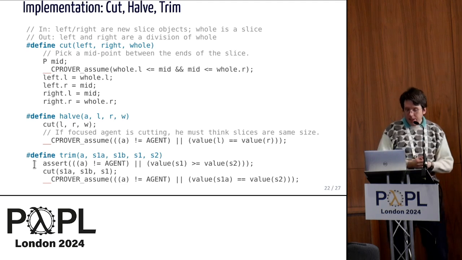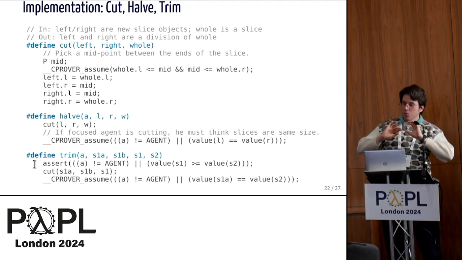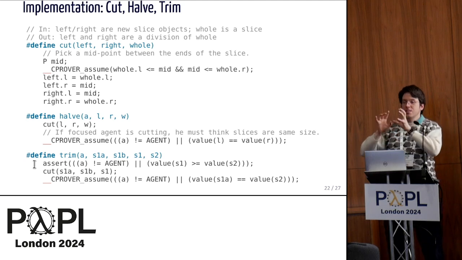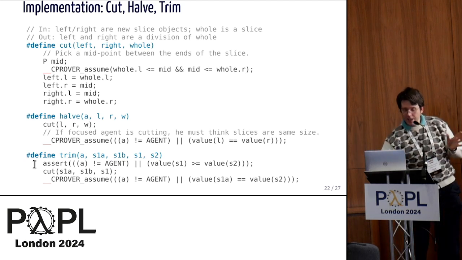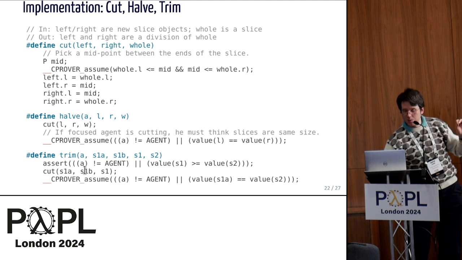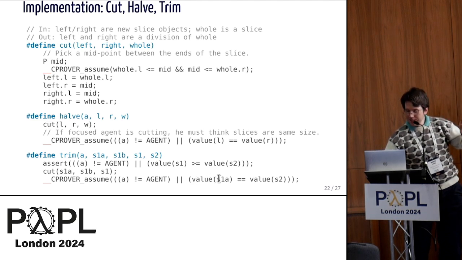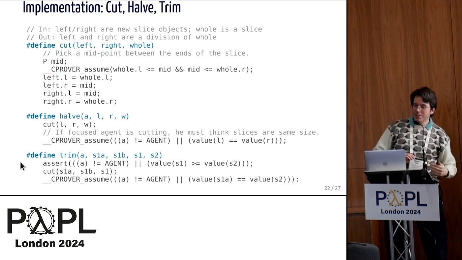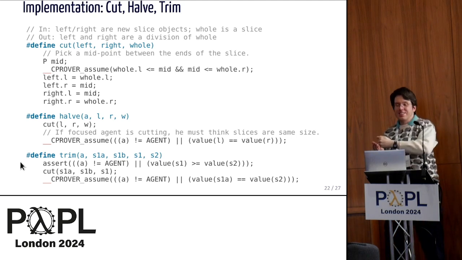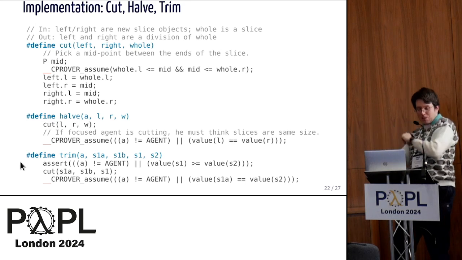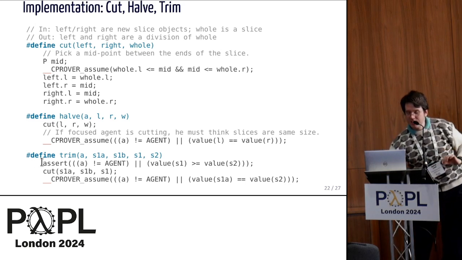And similarly, if we want to trim down a large slice to match a smaller reference slice, again, we cut the larger slice into two bits, and we're going to require that the focused agent, if she's doing the cutting, thinks that the value of the trimmed slice is equal to the value of the reference slice. And you may recall I mentioned that it is an error to try to ask an agent to cut a slice down to a particular size if it's smaller than the reference. So we need to add in an assertion there so we can check that too.